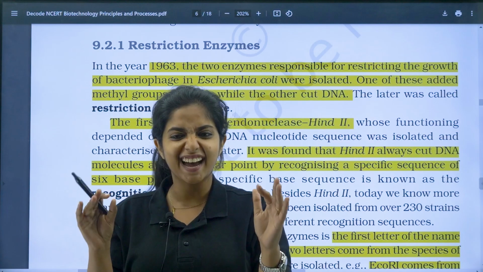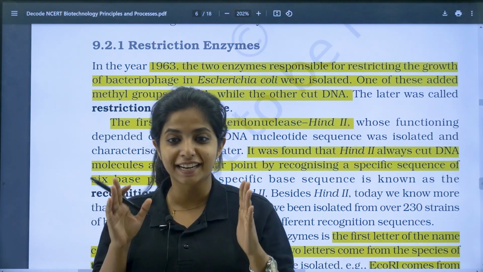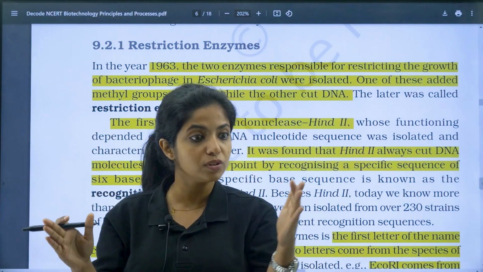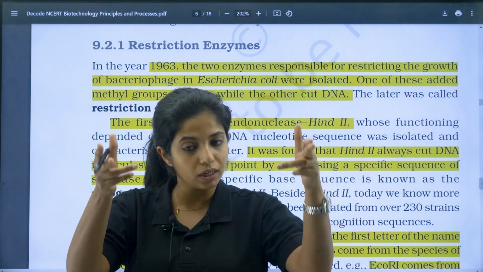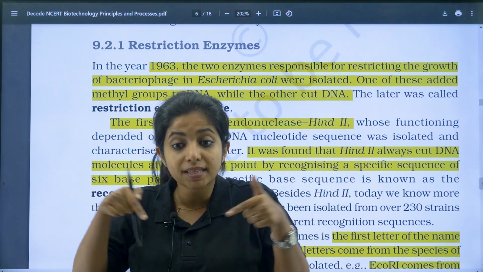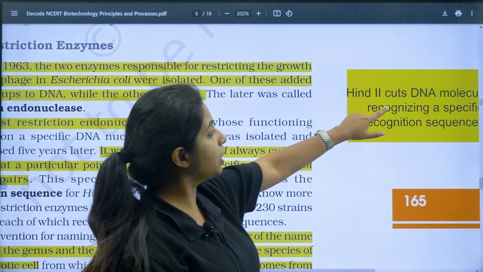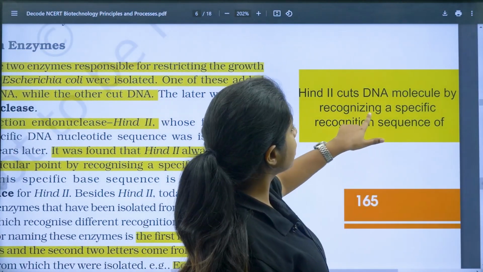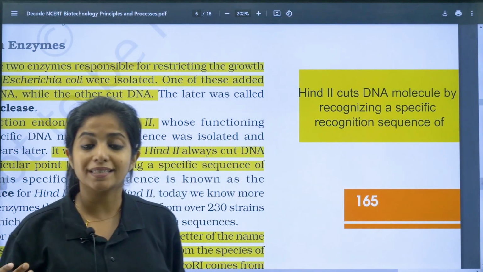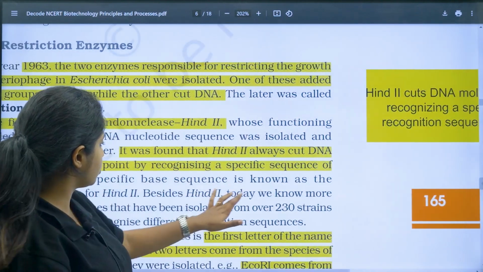Now, whenever HindII sees these 6 base pairs, only then will it make a cut. So what do I call this? I call this site the recognition site for the enzyme HindII. Now the question has come: HindII cuts a DNA molecule by recognizing a specific recognition sequence of how many base pairs? 6 base pairs. Please remember, the question has come.